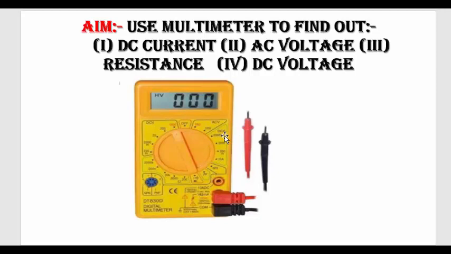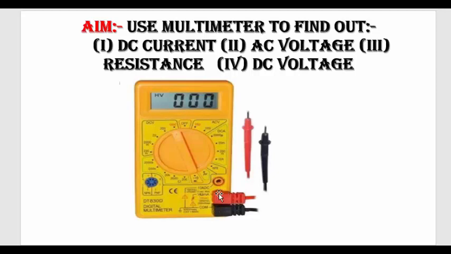This is DCA, direct current ampere. This is ACV, alternating voltage. This is DCV, direct current voltage, DC voltage. And this is for the resistance. From here we can find out the resistance. And here are the two knobs. Red shows always positive and black shows negative.